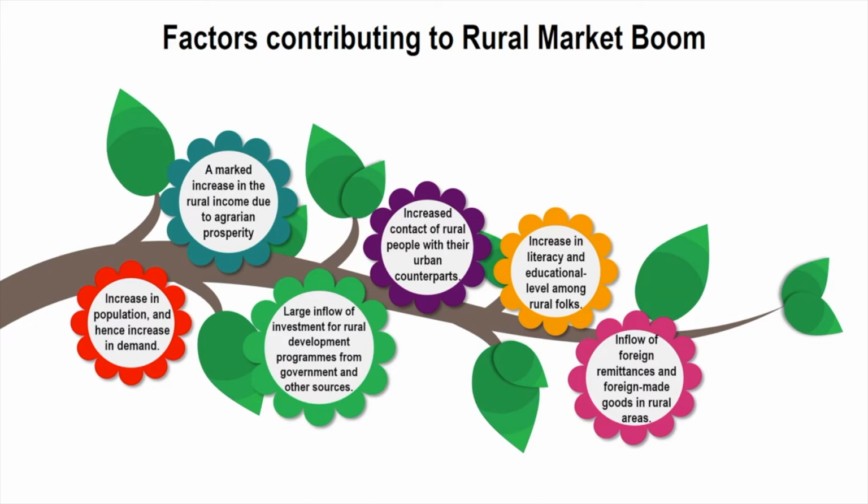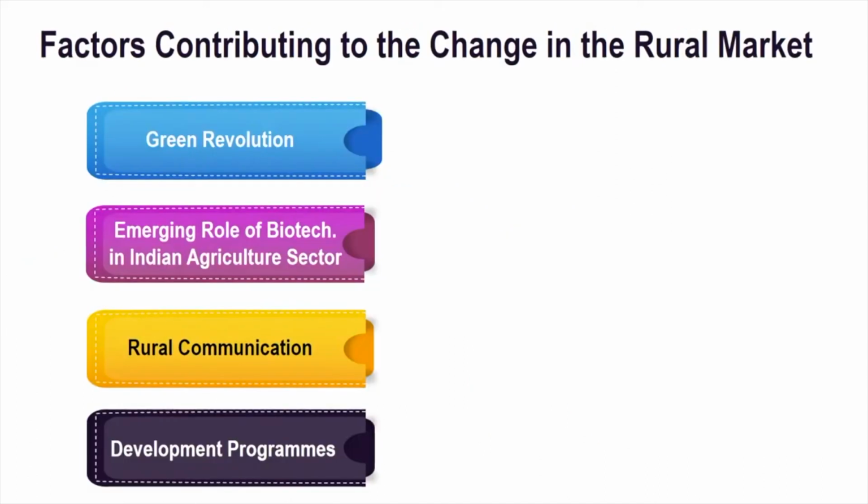A lot of people have immigrated from the rural areas to foreign countries and they are sending money back to their families. So, that is increasing the rural market boom. Change in land tenure system is causing a structural change in the ownership pattern and consequent changes in the buying behavior. Then green revolution. This started in the 60s, was booming in the 70s, and that has contributed a lot to the boom in the rural market.